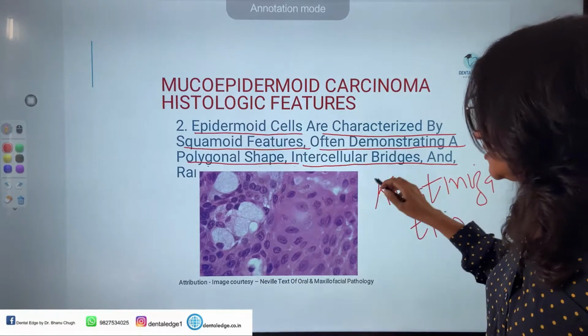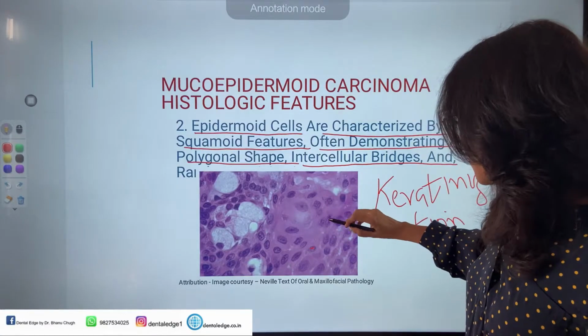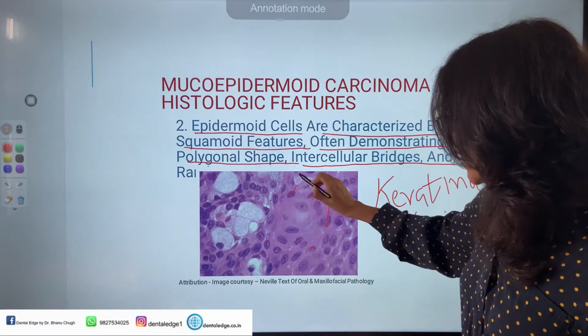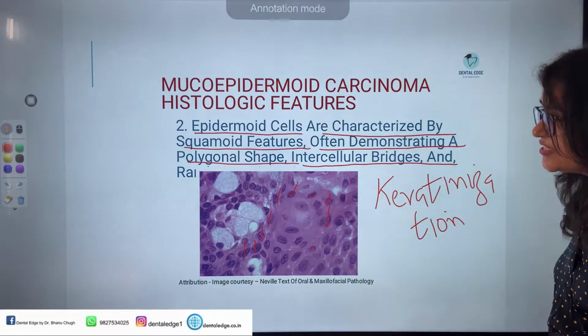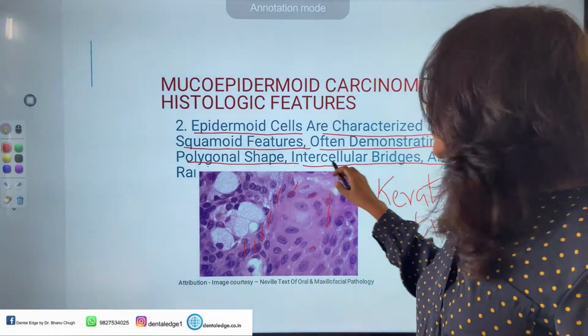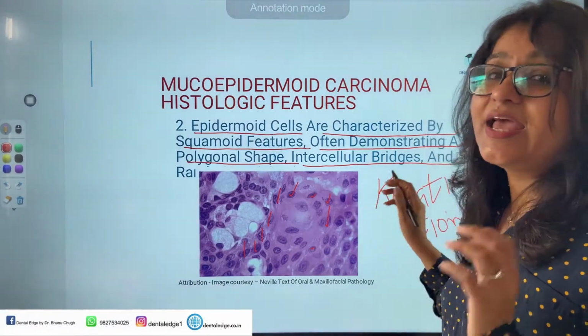So these are the epidermoid cells, right? Flat cells, showing slight pleomorphism in this case, but these are flat cells. So they are polygonal shaped cells, intercellular bridges are there, and rarely keratinization may also be seen.